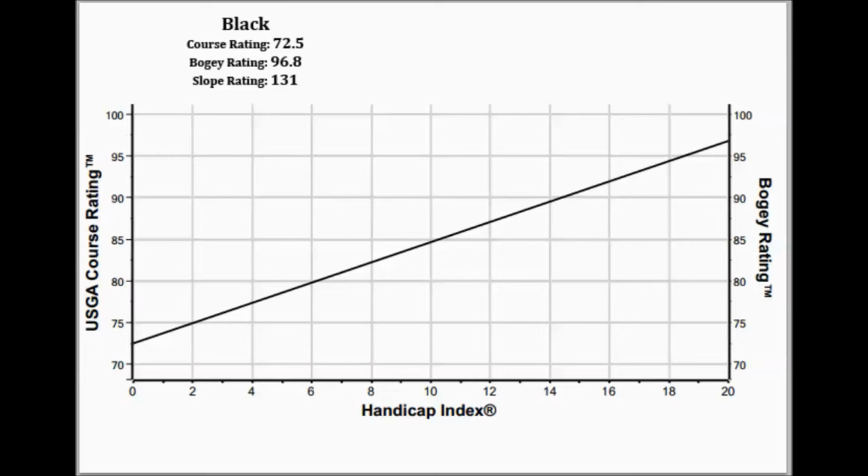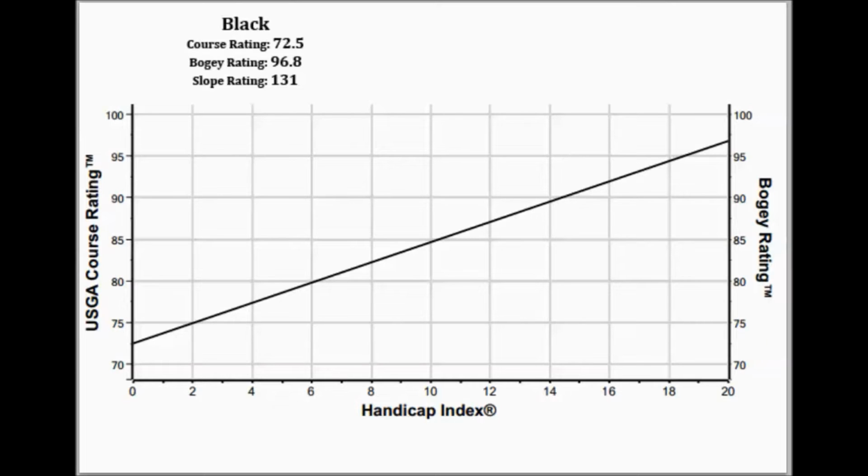A question we get quite often here at the IGA has to do with slope rating and how it relates to the difficulty of the golf course. I'm going to take a minute to help explain what slope rating is and how it relates to the difficulty of a course. When a course rating is performed, a golf course is evaluated from the perspective of two golfers, the scratch golfer and the bogey golfer.